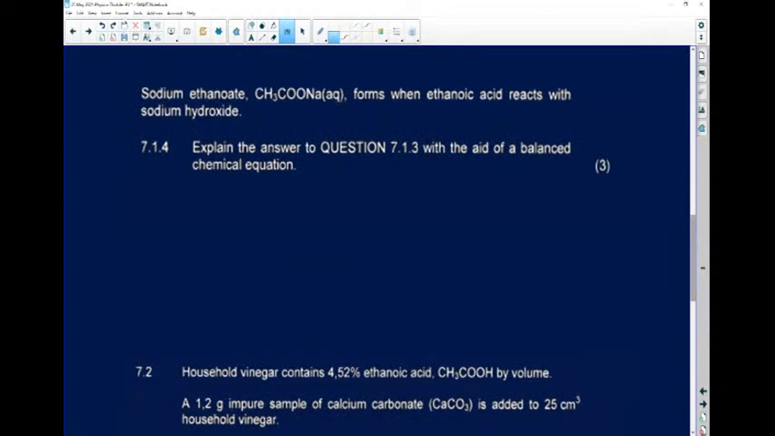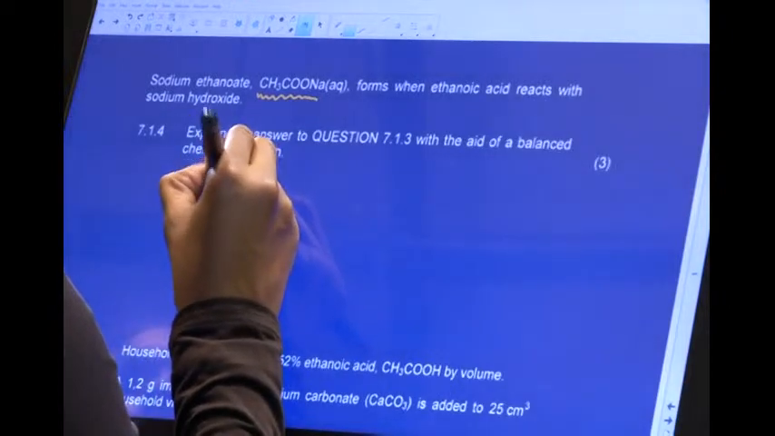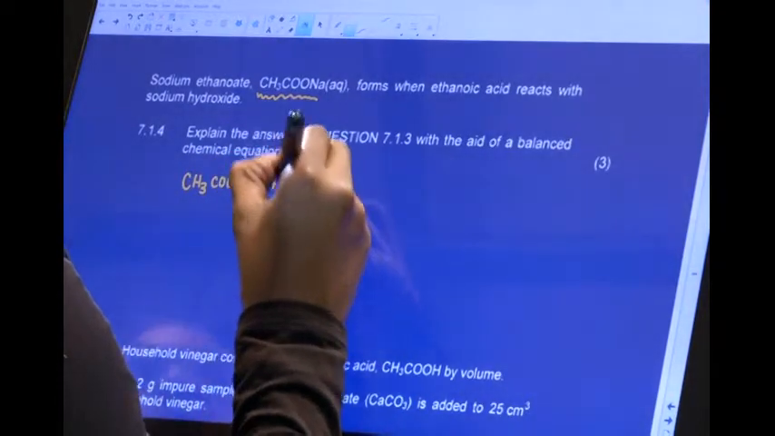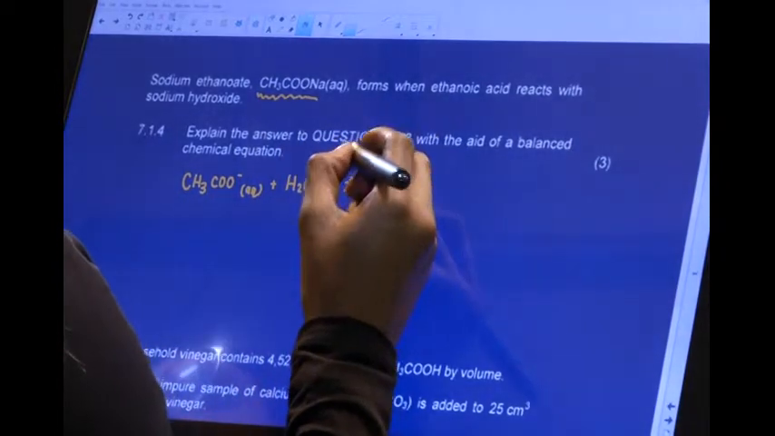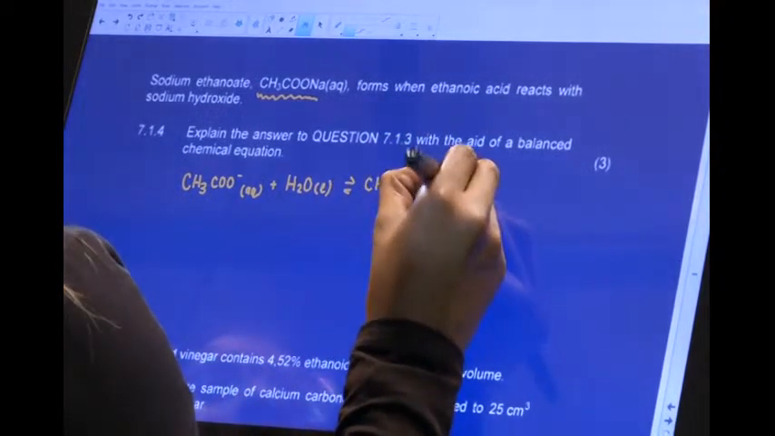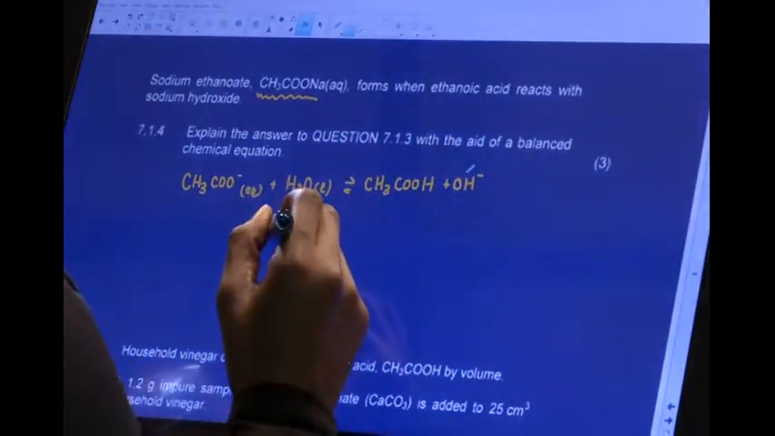Now, the next question says, explain the answer in question 7.1.3 with the aid of a balanced chemical equation. So the examiner wants you to show them that you know when this dissociates or when it's in contact with water, what is then formed or produced. CH3COO negative, and remember this will be aq, plus, now it is in contact with water, which is therefore a liquid, and therefore we will then form CH3COOH, and OH minus, and I can see this is OH negative, right?